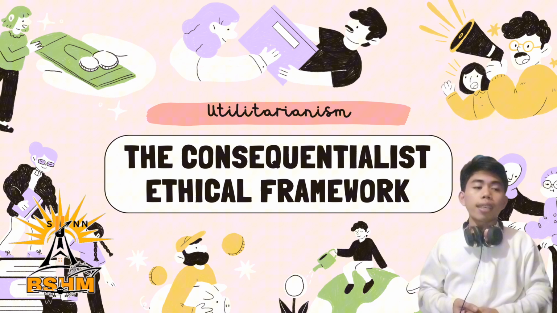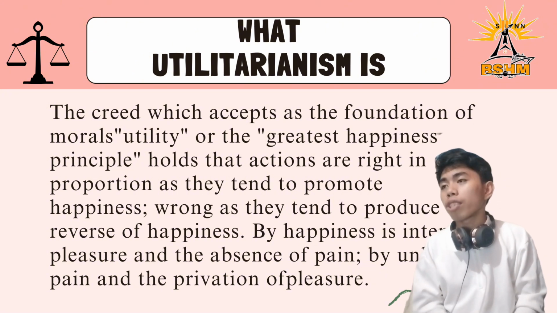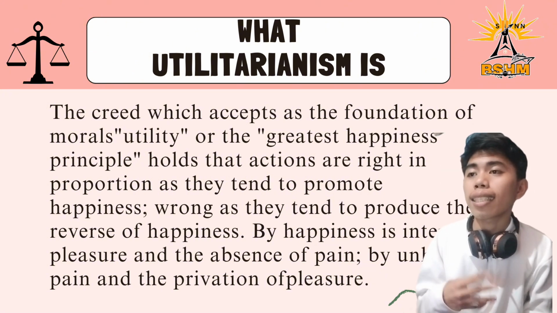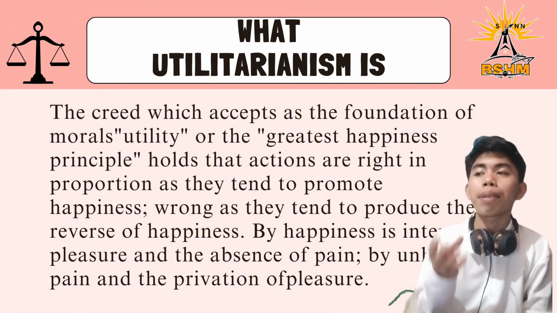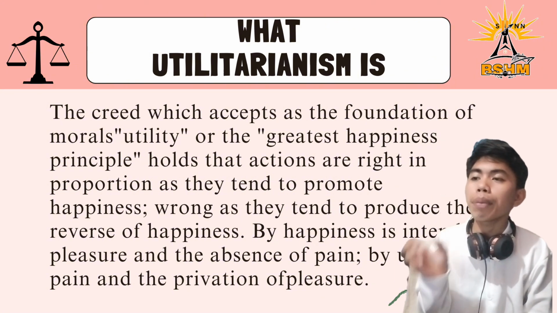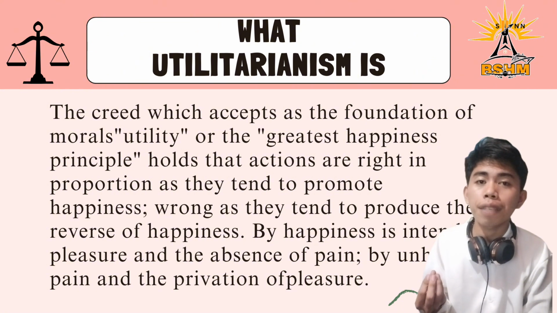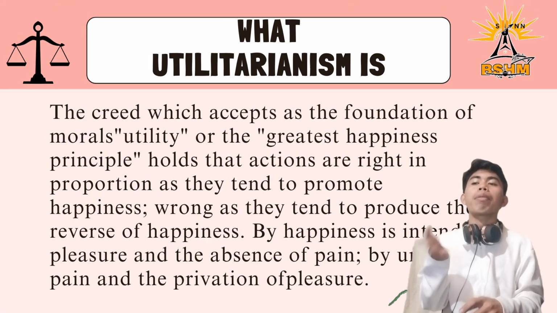It is quoted by John Stuart Mill, who stated that the creed which accepts as the foundation of morals utility or the greatest happiness principle holds that our actions are right in the proportion as they tend to promote happiness, and wrong if they tend to promote the reverse of happiness, which is suffering and pain. By happiness is intended pleasure and the absence of pain, while by unhappiness, pain and the privation of pleasure.